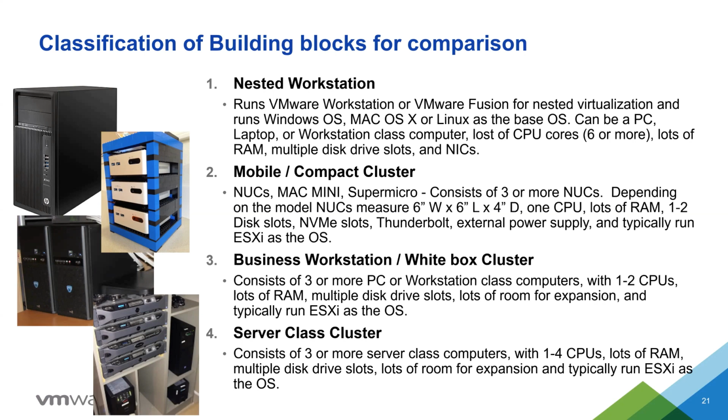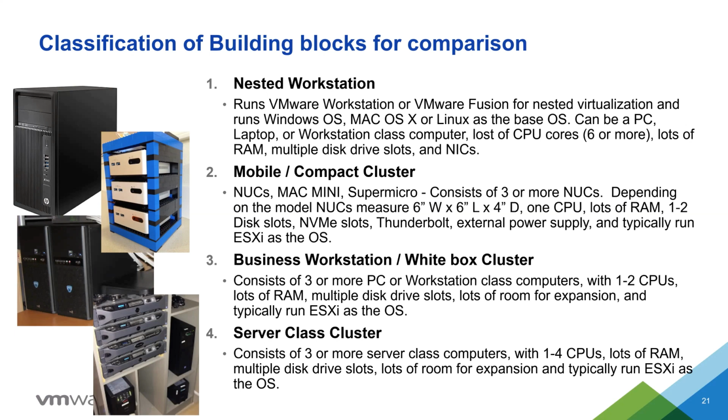And then category 2 that I'm seeing coming up, mobile or compact cluster. These are the NUCs, the Minisforum, Supermicros, those micro servers, right? And usually this is a cluster. Now we're getting into clusters, right? So they usually consist of 3 or more. They're really dense, really small. They have a lot of advantages. They typically have only one CPU, can have some RAM, 1 to 2 slots, NVMe, Thunderbolt. They have some good things going for them, right?